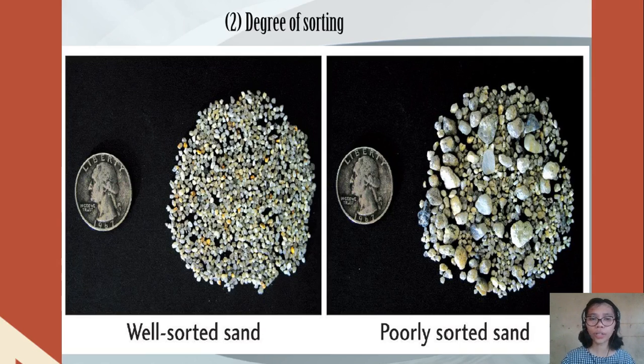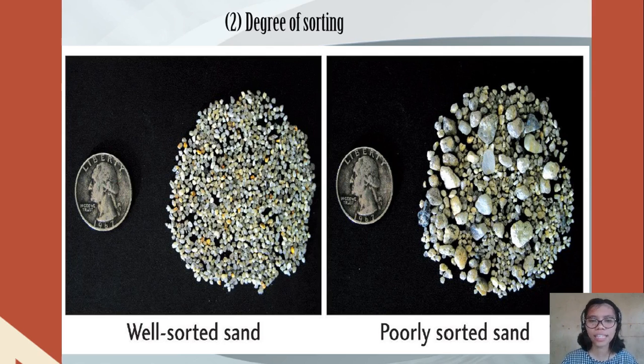Two degrees of sorting. We have here a well-sorted sand and poorly sorted sand. Okay, so a clast is a fragment of rock or mineral ranging in size from less than a micron, too small to see, to as big as an apartment block.